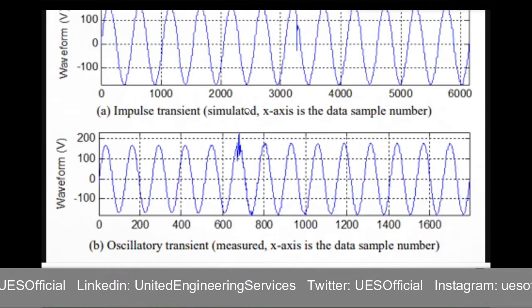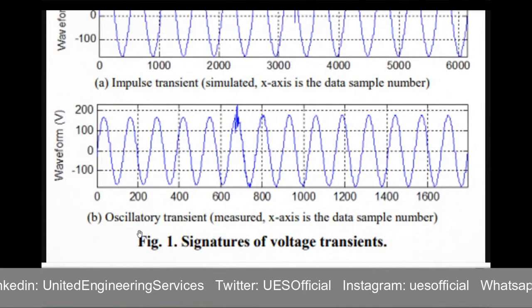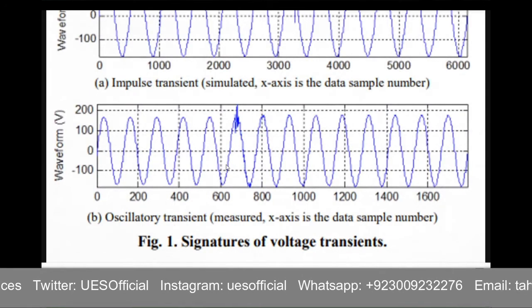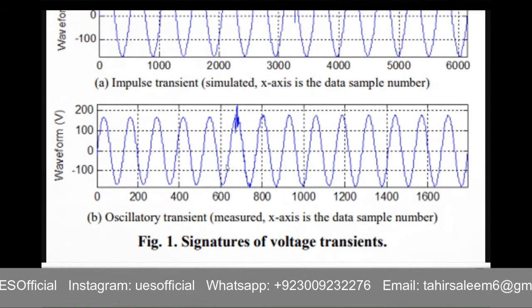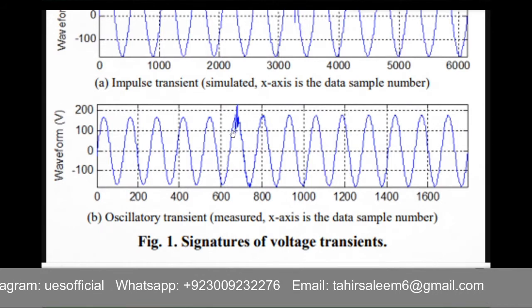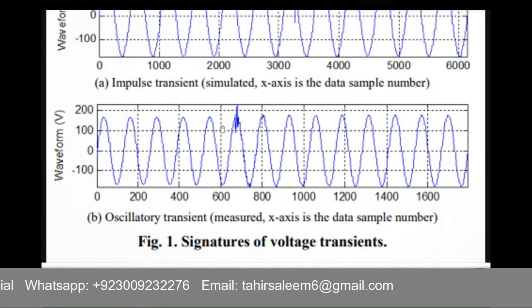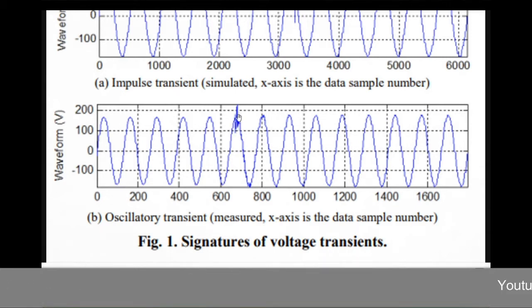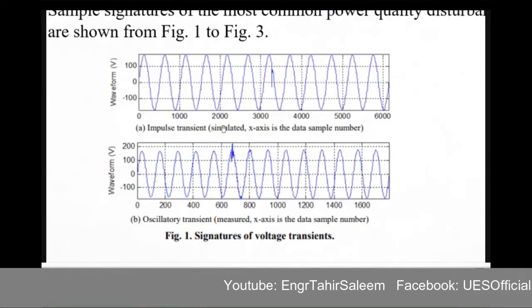Now for the oscillatory one, oscillatory means, by the word it is clear, oscillation means multiple times, again and again. This is oscillatory, and it continuously moves on the upper peak of this voltage level. Here you can see this transient has many short waveforms, periodic changes in the voltage, and at some part of it, it rises to a very high amplitude, more than 200 volts here. So this is an oscillatory transient.